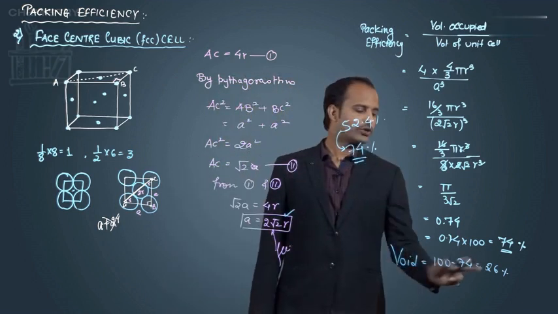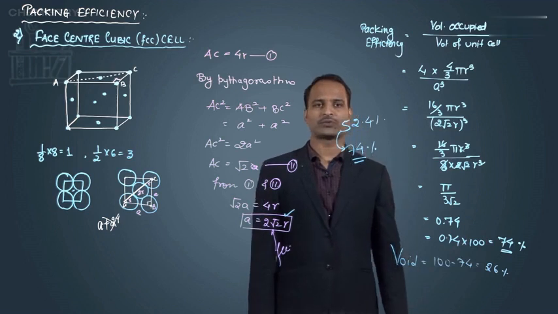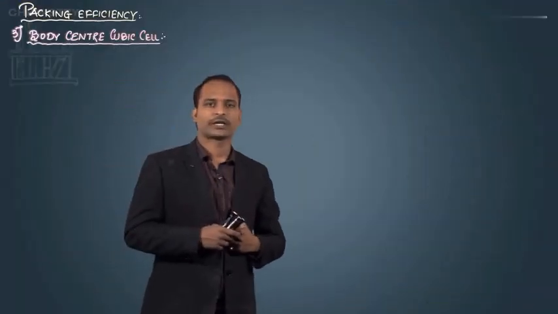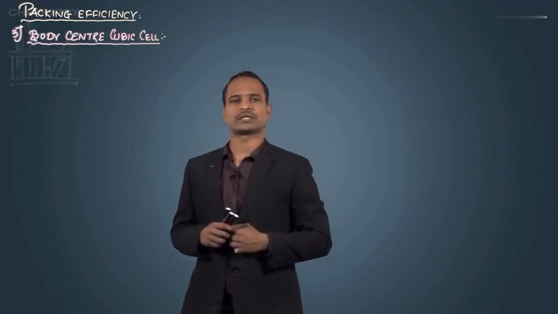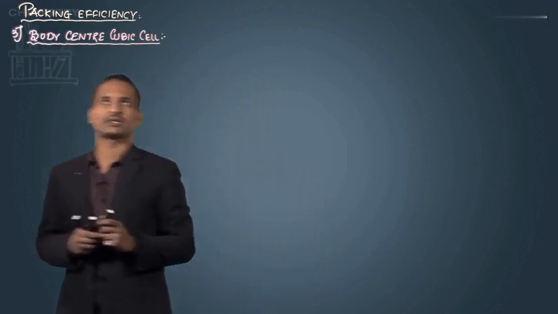And here I can say void, the space occupied by the atom is equal to 74%. Next, we have to calculate the packing efficiency for the body centered cubic cell, that is the BCC cell.